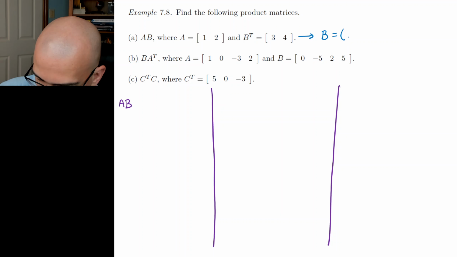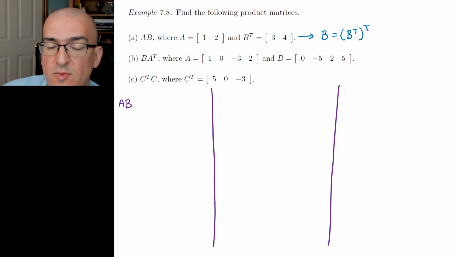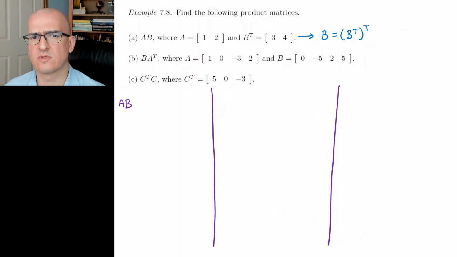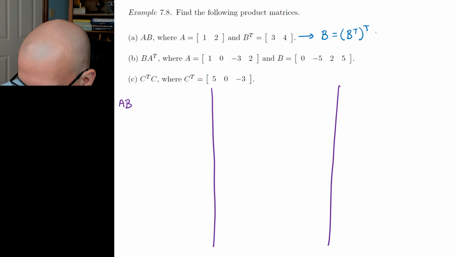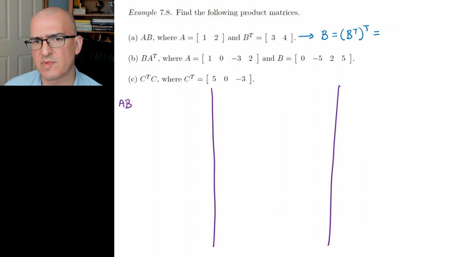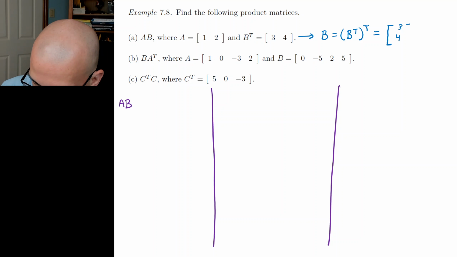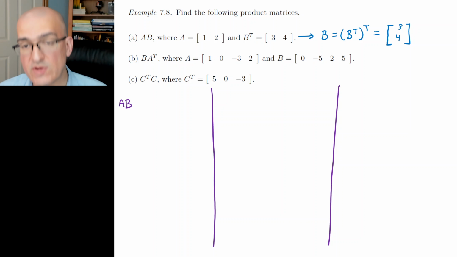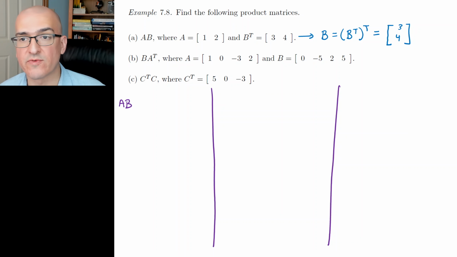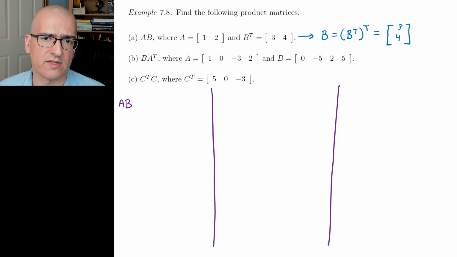B is equal to B transposed, transposed. If you transpose a transposed matrix, you get the original matrix back, because you're flipping rows and columns, and then you're flipping them again. So I'm just going to flip the rows and columns, 3, 4, and now it's back to the original, because the 3, 4 row is the transpose of the original. So we just transpose it to get the original back.